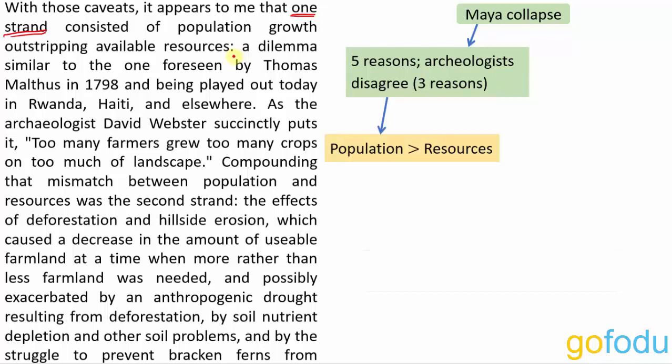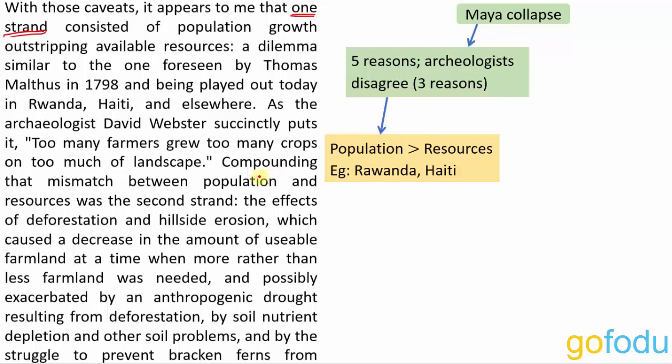Let's read further. A dilemma similar to the one foreseen by Malthus in 1798 and being played out today in Rwanda, Haiti and elsewhere. So the author has given an example for this population greater than resources happening in Rwanda and Haiti. Let's include that in our flow diagram. Example, Rwanda and Haiti. Reading further, as the archaeologist David Webster succinctly puts it, too many farmers grew too many crops on too much of landscape. This is supporting the first reason, that there were limited resources as well as limited lands.